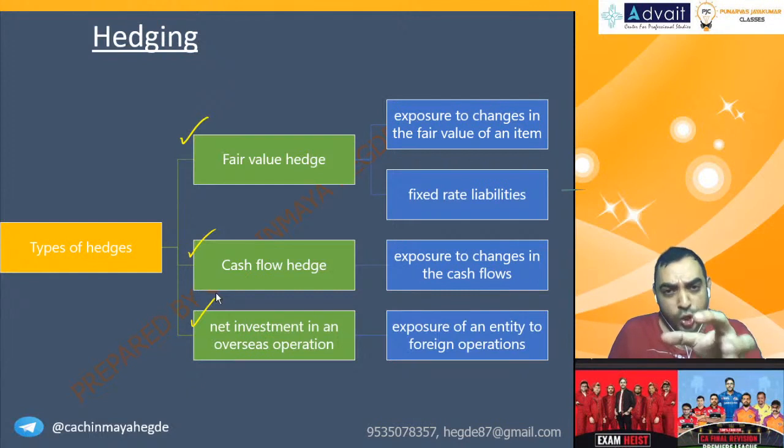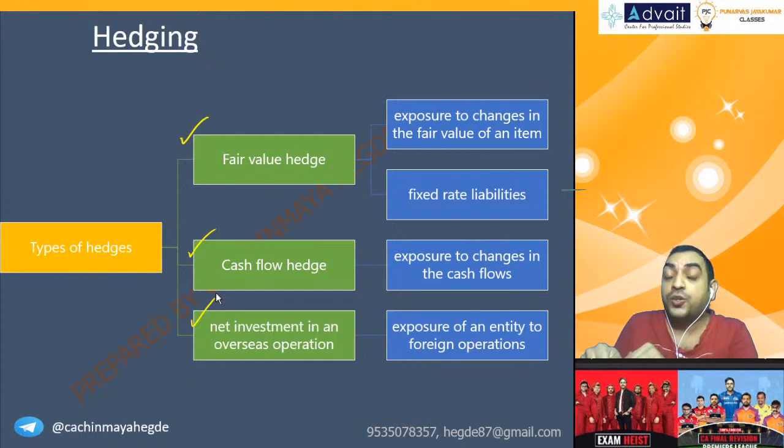So an exporter who receives the currency from the customer would like to sell at a particular rate, so he will enter into a forward sale contract. Using the forward sale contract, you're trying to protect the money you receive. You're trying to protect the cash you receive. Therefore, it is called a cash flow hedge.